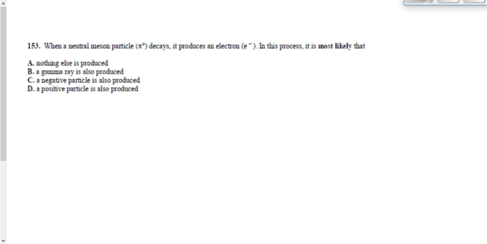So look at this example question. It says, when a neutral, we'll just do this one together, don't worry about pulling out your stuff for this. It says, when a neutral meson particle decays, it produces an electron. In this process, it most likely produces what as well?